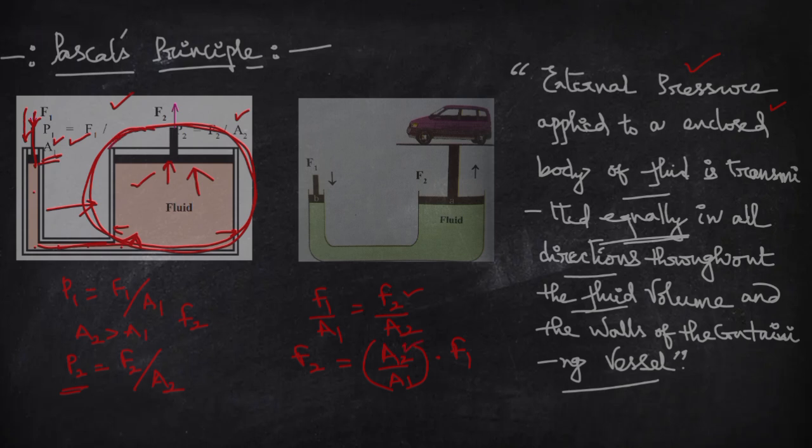The area of this chamber is too large compared to the area of this chamber, then the upward force here is much larger compared to the force applied here. Meaning F2 is very large compared to F1. This principle is used in hydraulic jacks. By the application of a small force F1, this huge car is lifted here using Pascal's principle. So Pascal's principle is used in the design of hydraulic jacks and lifts.